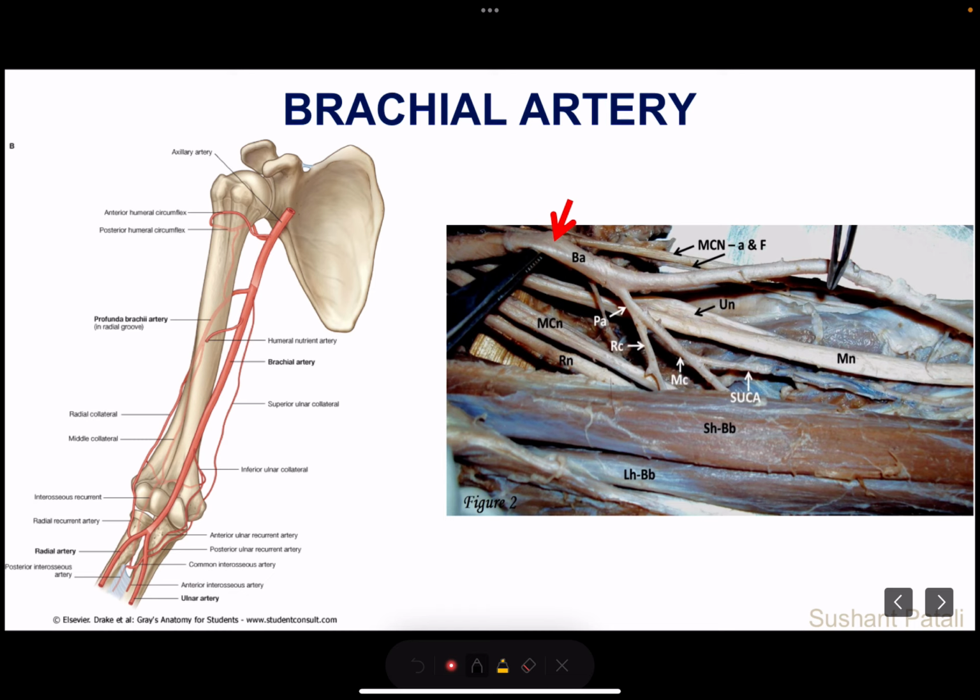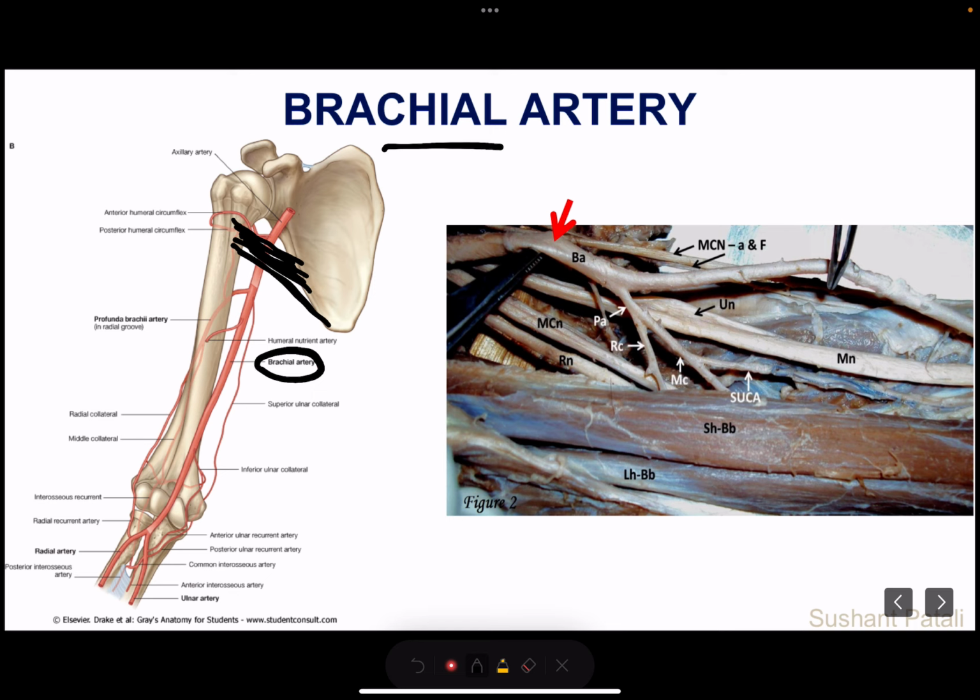Next, we have the artery in the arm, right? So the artery in the arm is the brachial artery. The brachial artery begins as a continuation of the axillary artery, and the origin of the brachial artery is actually at the lower border of the teres major muscle. So here we have the teres major muscle. At the lower border of the teres major muscle, we have the origin of the brachial artery.